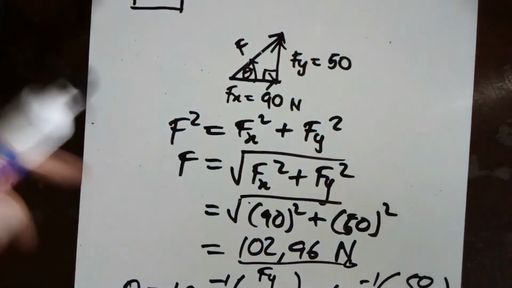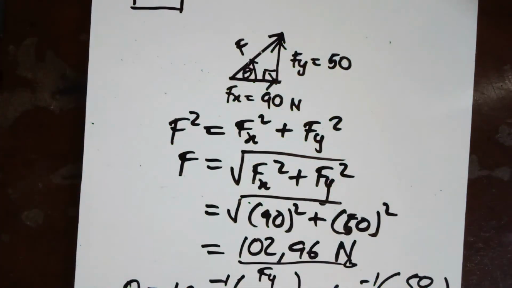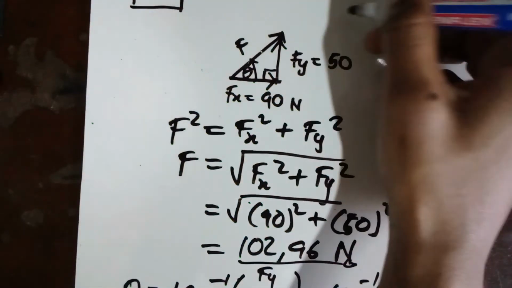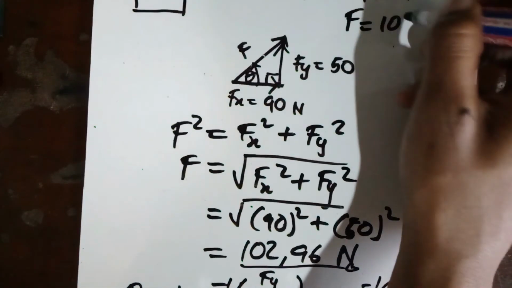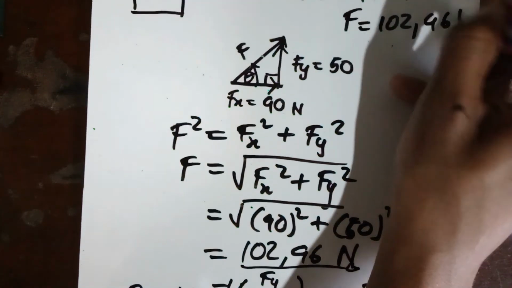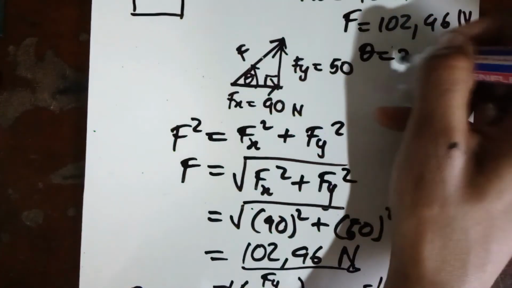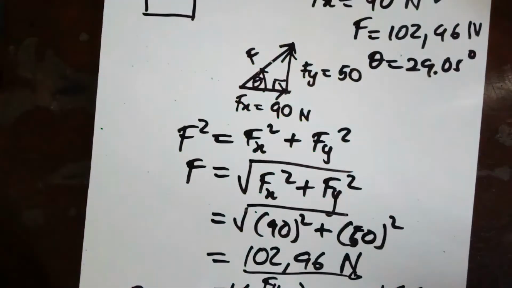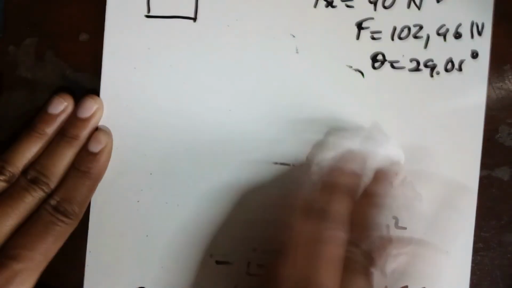But when we report these answers, let me just write this. We found F to be 102.96 and theta to be 29.05 degrees. So I'm just going to wipe this whole thing.